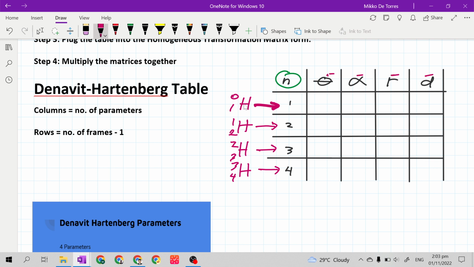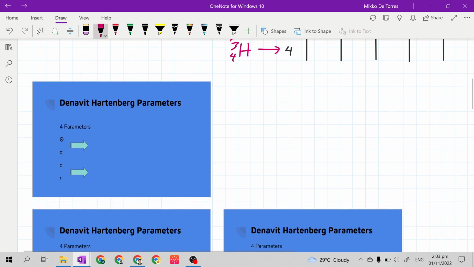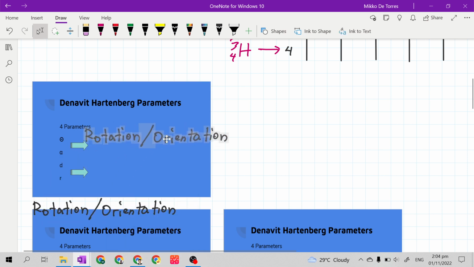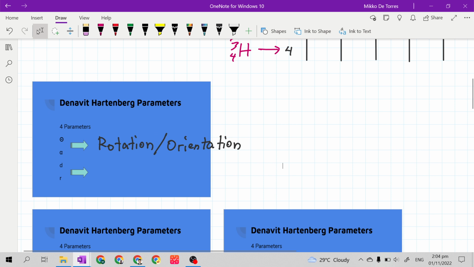So what are these 4 parameters? We are calling it the D-H parametric table. Theta and alpha are the rotation or orientation parameters, while D and R are the position or translation parameters. Okay, remember that.